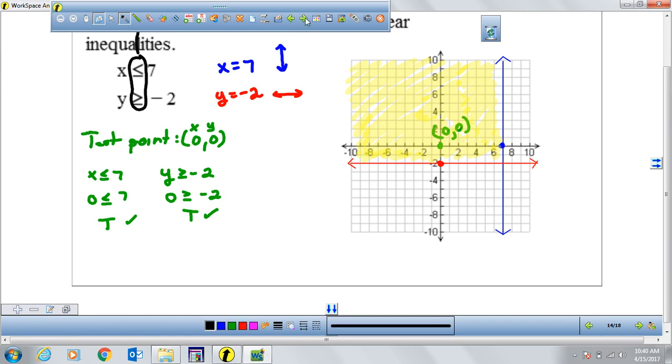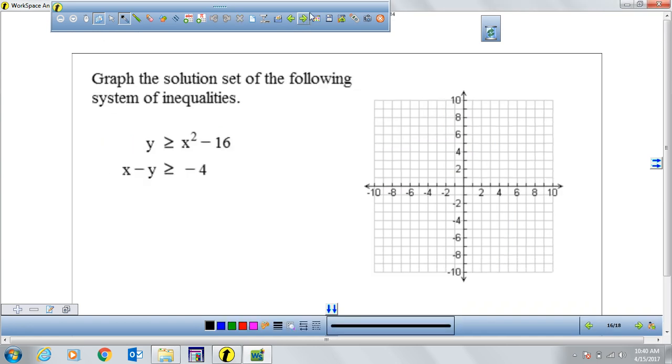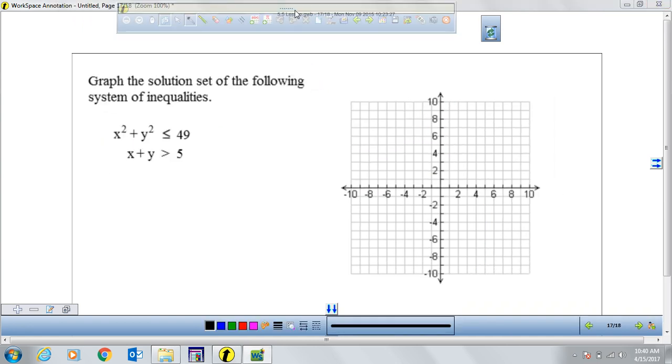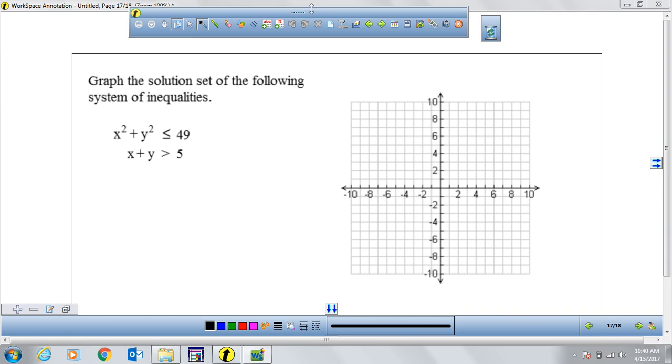Next one. We're going to graph these two next. Graph the solution set of the following system of inequalities. X squared plus y squared is less than or equal to 49, and x plus y is greater than 5. First one. I'm going to change it to an equal sign, as usual.